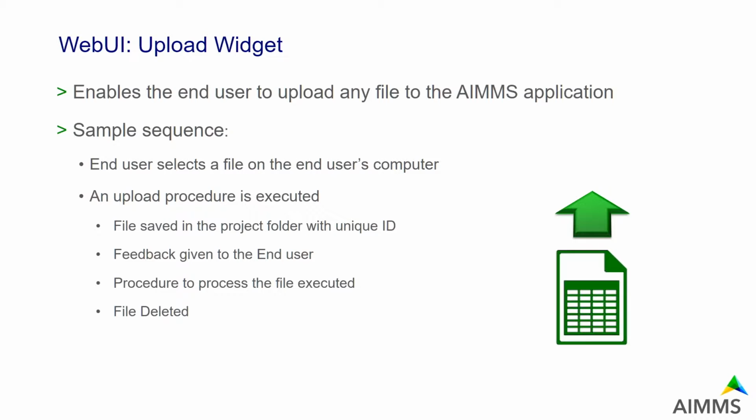If you look at a sample sequence of how the whole process looks, the AIMMS user will select a file in the AIMMS upload widget from their computer that they want to upload, and will initiate the upload sequence. Then the upload procedure is executed, and on the back end, AIMMS will save the file in either a project folder or a Pro temporary folder with a unique ID. It will give some feedback back to the end user, so either we had a successful upload or we had any issues.